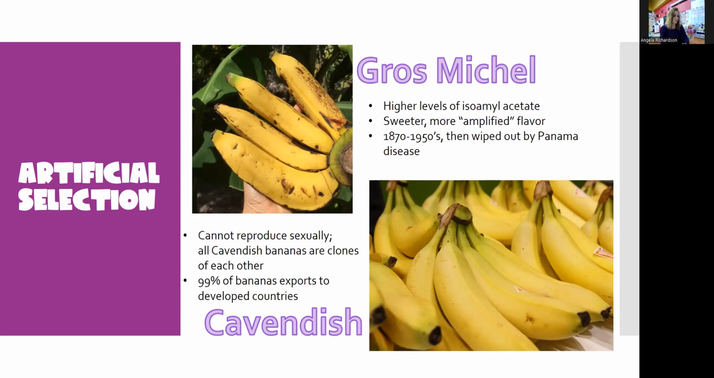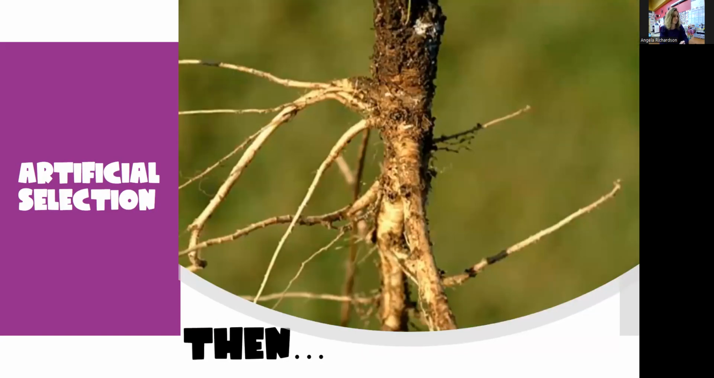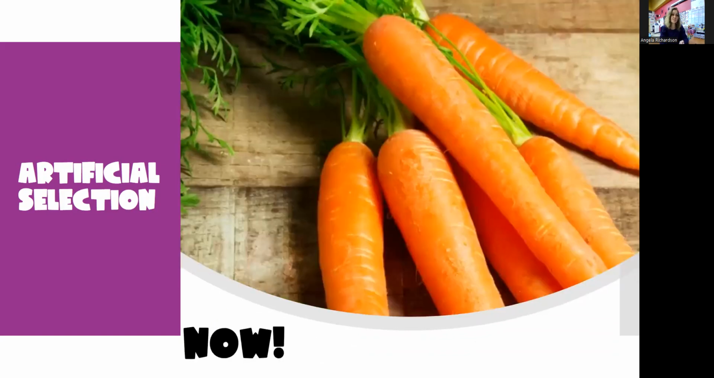Okay. So here's just a little bit about the bananas. Like I said, the Cavendish cannot reproduce sexually. They have to reproduce asexually by reproducing themselves. And this is 99% of all the bananas that are exported to developed countries, the Cavendish banana. Okay, a little bit before and after. This little dude right here, let's take a guess as to what it is. This is an eggplant. This right here that looks like you just dug it out of the ground is a carrot.